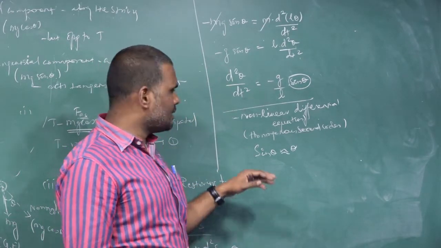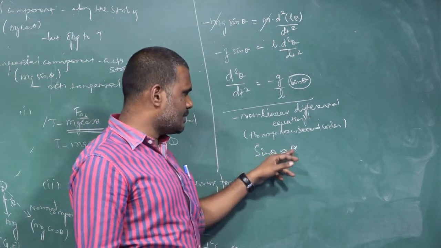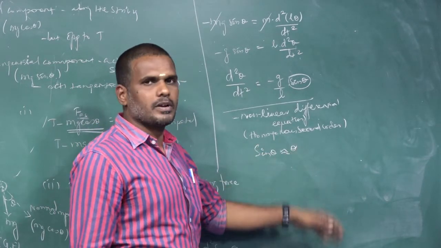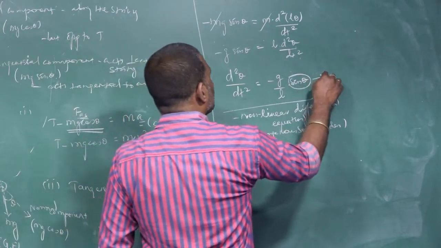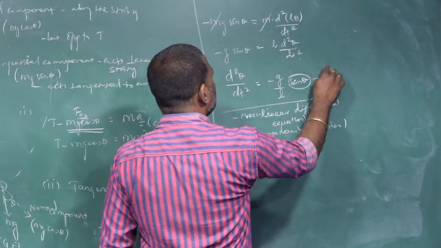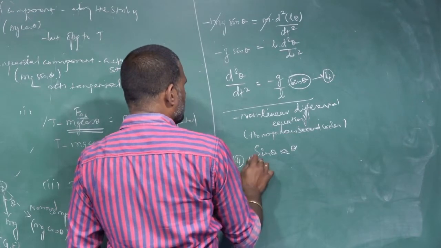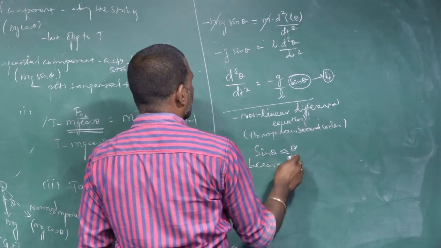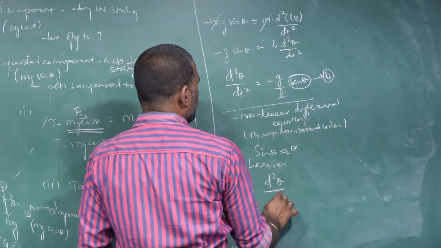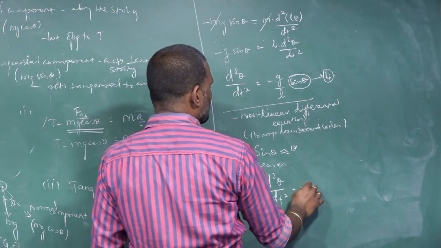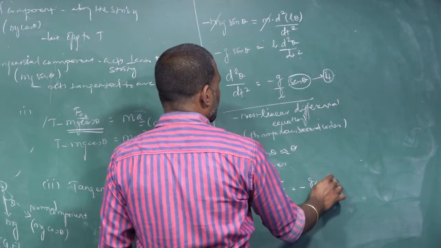Now our intention is to transform this sine theta in terms of theta. So sine of theta is approximated to theta. So this equation 4 becomes d square theta divided by dt square is equal to minus g divided by L into theta.